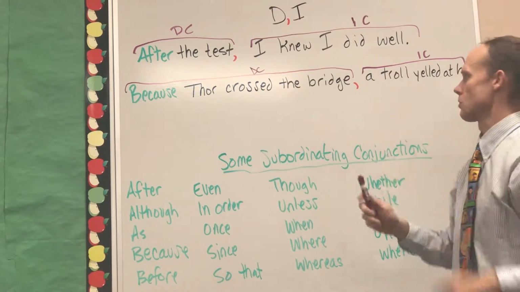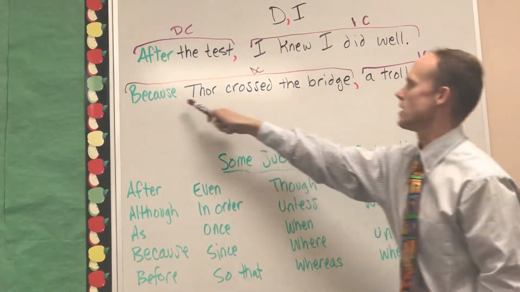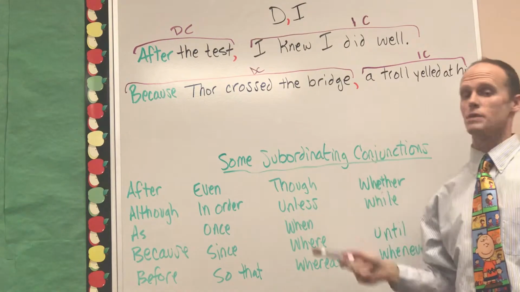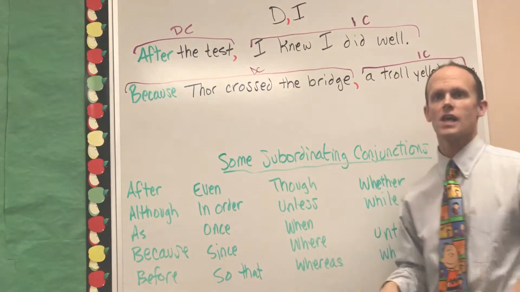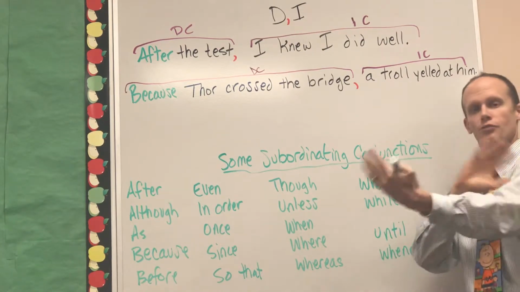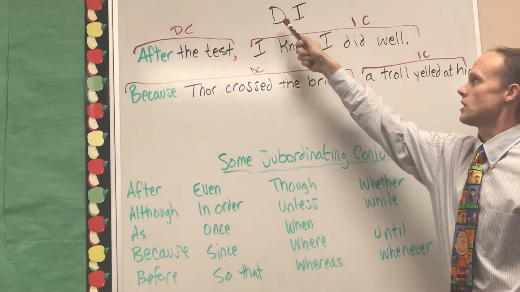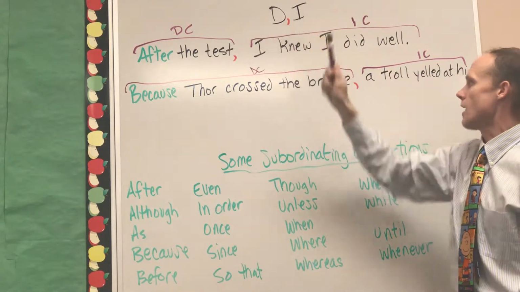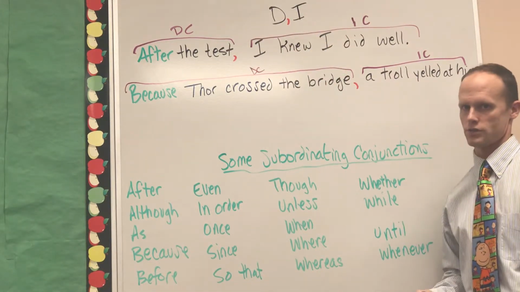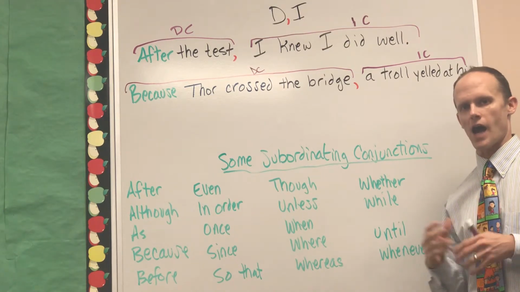Now what's interesting is with D, comma, I and I, D sentences, you can switch them. They can be reciprocals. I could say a troll yelled at him because Thor crossed the bridge. That would be I, D sentence structure. I knew I did well after the test. That's I, D sentence structure. They can flip-flop. Okay, the only difference is that when we are using D, comma, I sentence structure, the comma will go after the dependent clause. That's D, comma, I sentence formula.